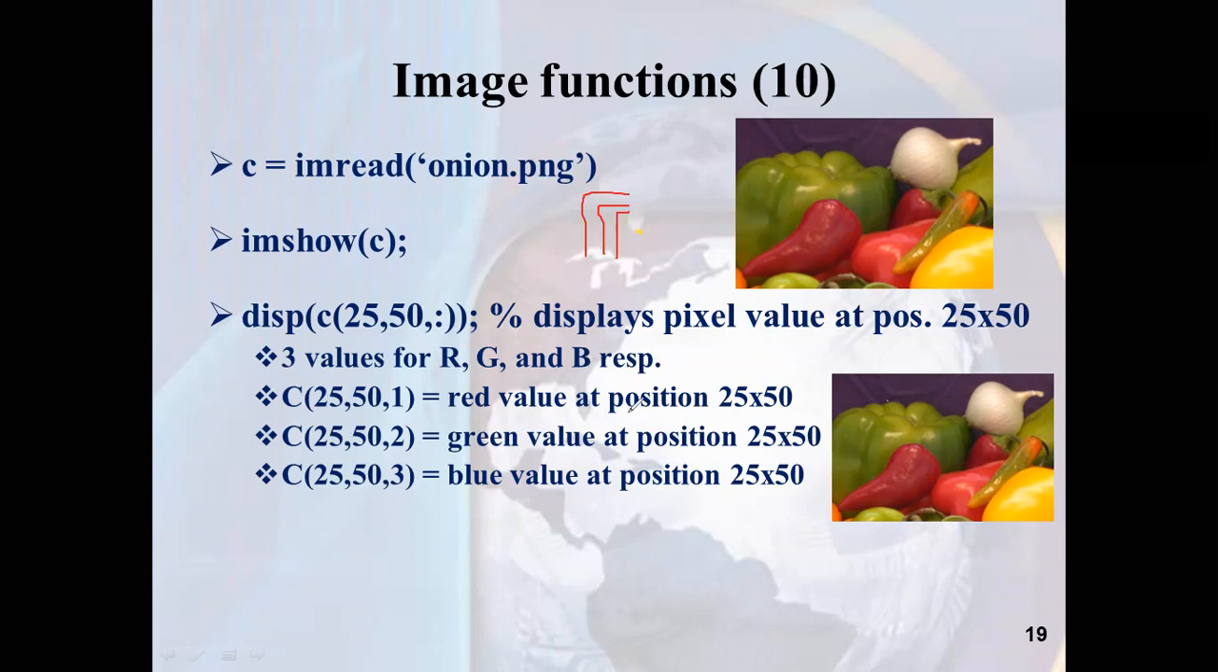C(2550,1) is for the red value at position 2550. C(2550,2) is for the green value, also at position 2550. And C(2550,3) is the blue value at position 2550. So we have 3 values concerning position 2550, because here we are talking about RGB color, where each pixel takes 3 values.